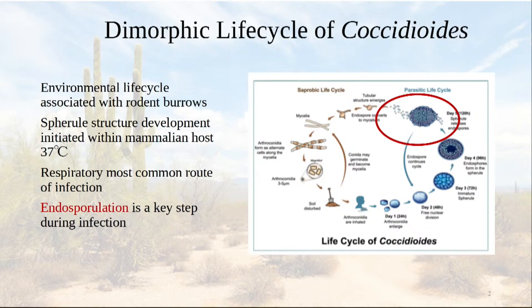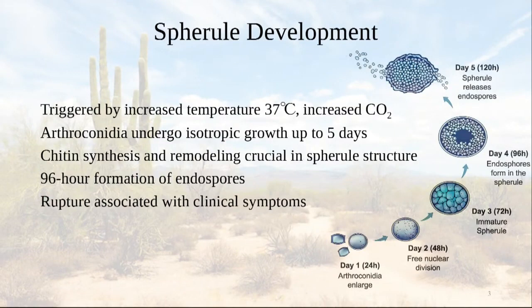What I'm going to be talking to you about today is endosporulation. So this is a key step during infection. This development of the spherule structure and the interior development of endospores, the rupture and release of those endospores, continues the parasitic life cycle in the host. Next slide, please.